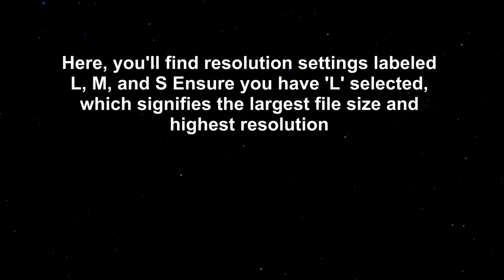Staring at your Sony A1 and seeing only 42 megapixels might seem like a downgrade, but let's unlock its true potential. First, navigate to the camera's main menu. We're looking for the image quality section. Tap on it. Here, you'll find resolution settings labeled L, M, and S. Ensure you have L selected, which signifies the largest file size and highest resolution.